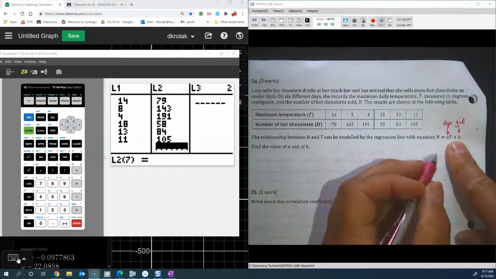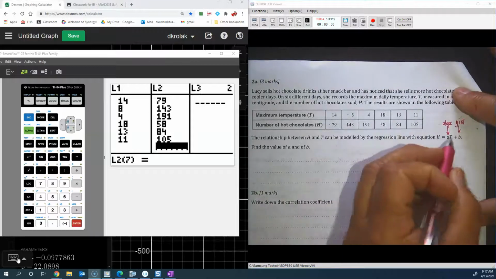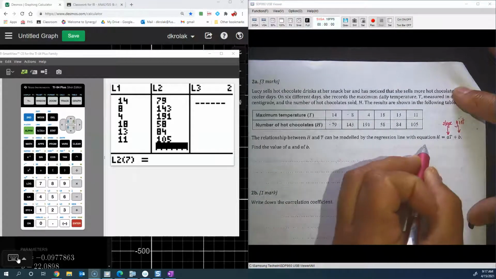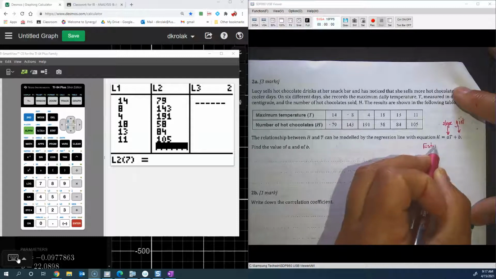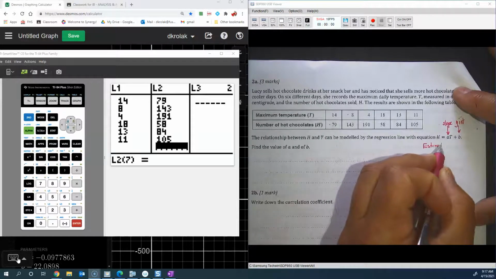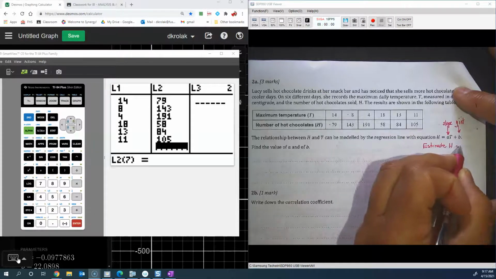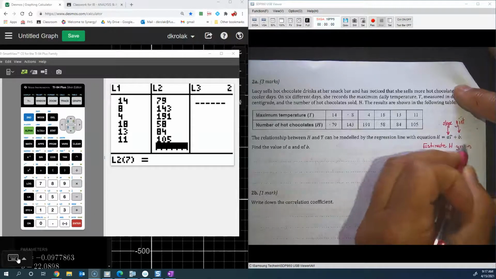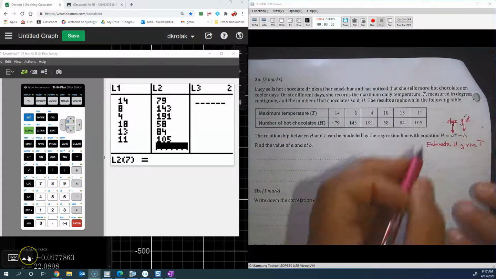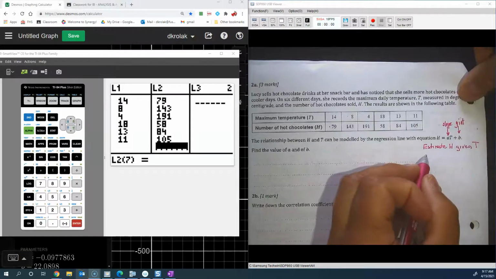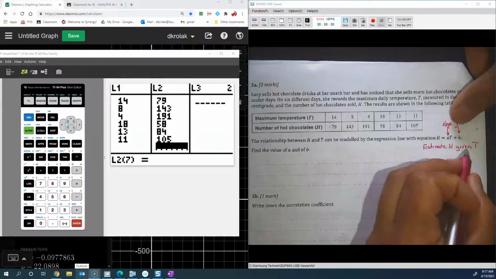Now what this allows you to do is this equation here lets you estimate H given T. So we can estimate the number of hot chocolates based on given the temperature.